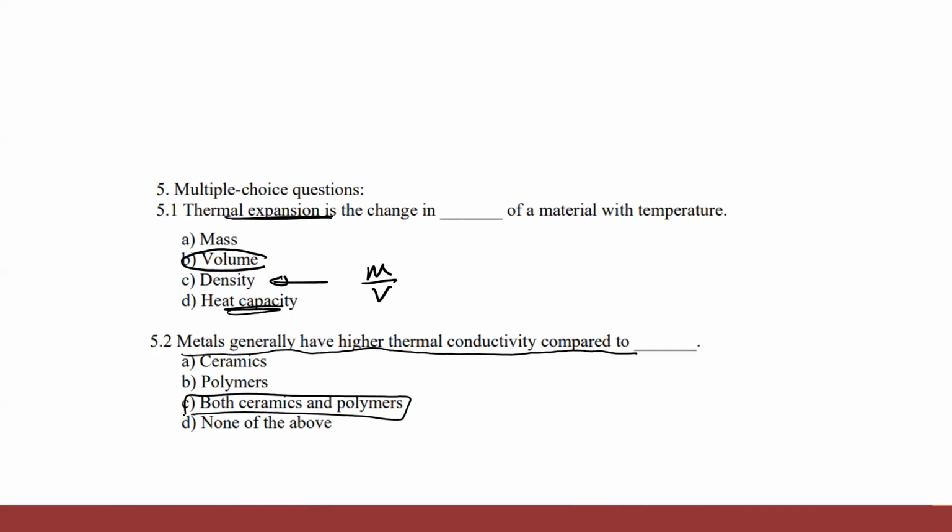So in some situations, we need to select something which is a thermal insulator, or else an electrical insulator. In that case, polymers are better. Okay, so any question regarding this one? No questions.